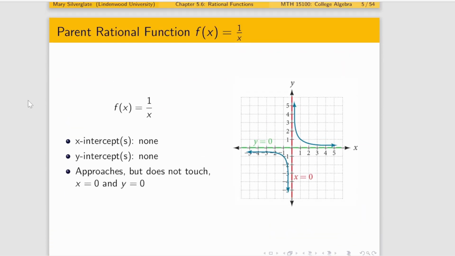As we noted before, this is sort of what a basic rational function looks like. There are no x or y intercepts on the most basic rational function, 1 over x, because there are asymptotes for both of those.